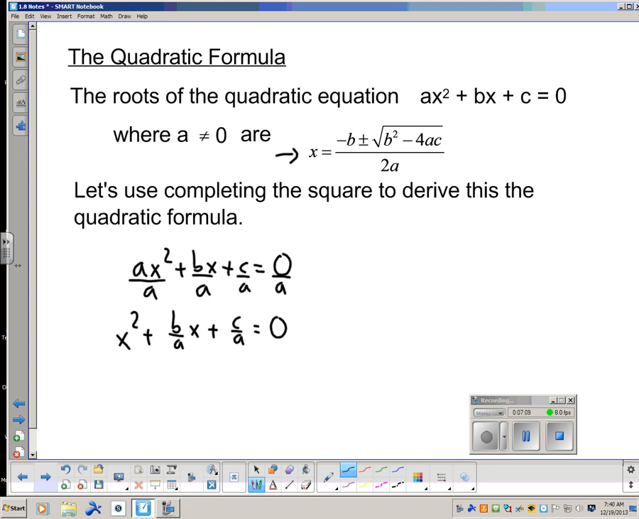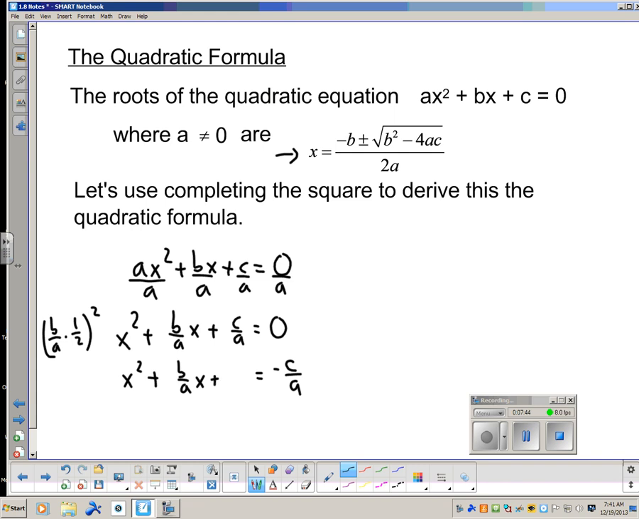So now I'm going to do what I've done all along. I'm going to bring my c term on the other side. So I've got x squared plus b over a times x equals negative c over a. And now I'm going to start to complete the square here. I'm going to take b divided by a there and divide by 2, but in our case here, remember, I've got a fraction, I want to multiply by 1/2 and square it and add to both sides.